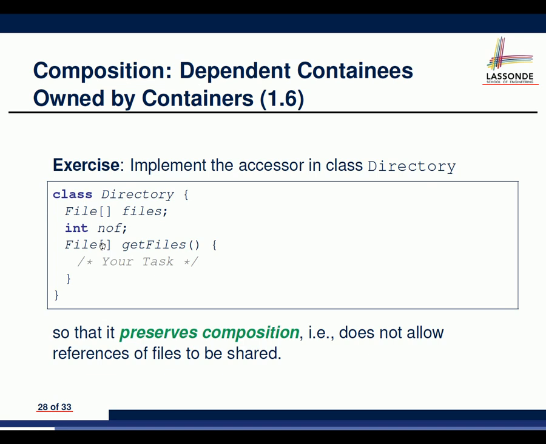But I want to make sure whoever gets this return value should not get any possibility of aliasing. That means you create new objects for every file that's contained in the directory. Okay, that's a hint to you, but try that.